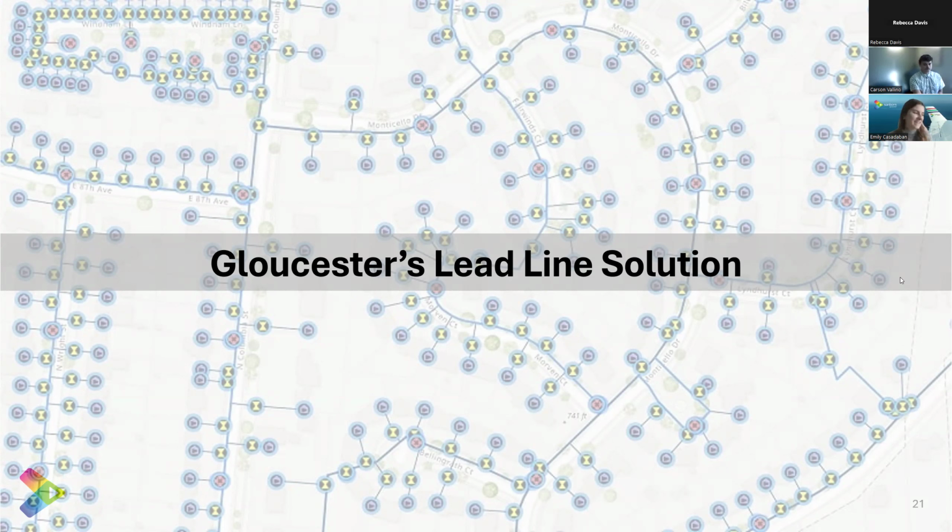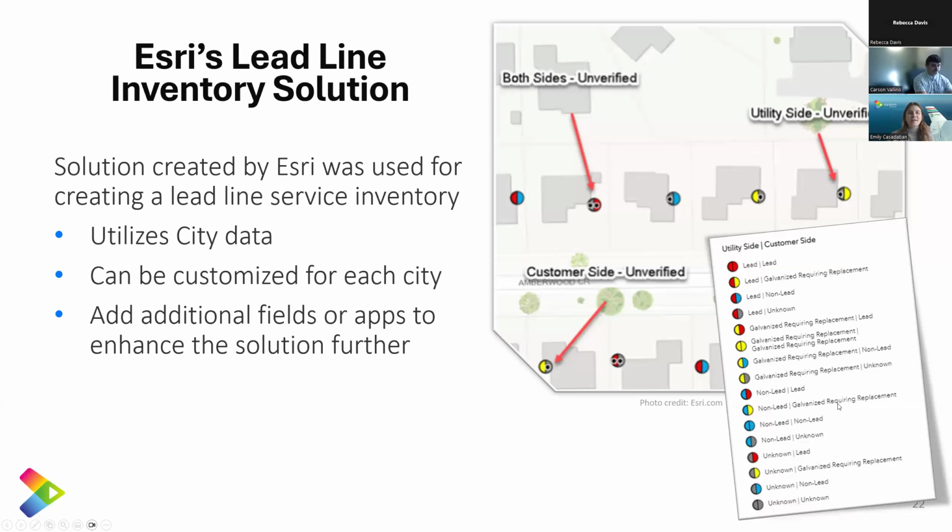Emily. All right, thank you, Carson. Yeah, we'll go ahead and go into Gloucester's lead service line solution that we created for them. So if you want to head to the next slide. All right, so first starting out, we based their solution off of the Esri lead line inventory solution. This is a solution that was created by Esri and is used for creating a lead service line inventory.